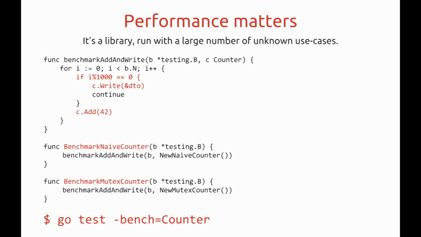So to optimize performance, we have to write benchmarks, and benchmarks in Go are easy. This is completely by the book, what you can see here. You see the command to run at the bottom. You see the code here. The only specific thing that you should notice is that we are not only benchmarking the add method, we are also calling the write method now and then, every 1,000th time, actually, because that's how Prometheus works.